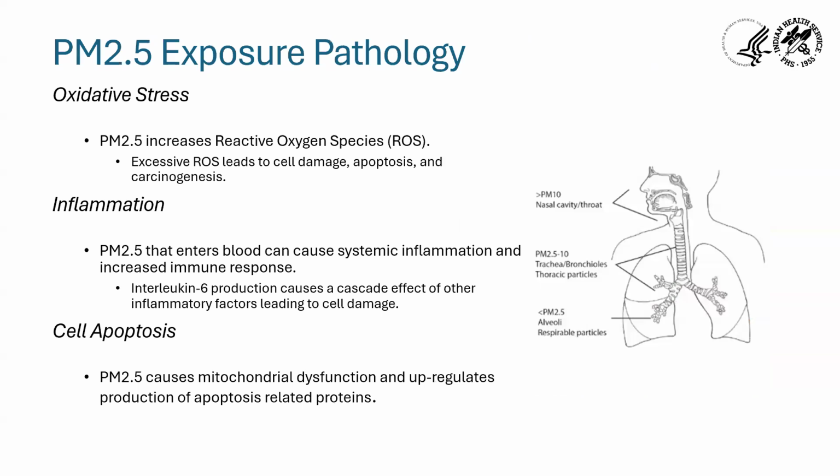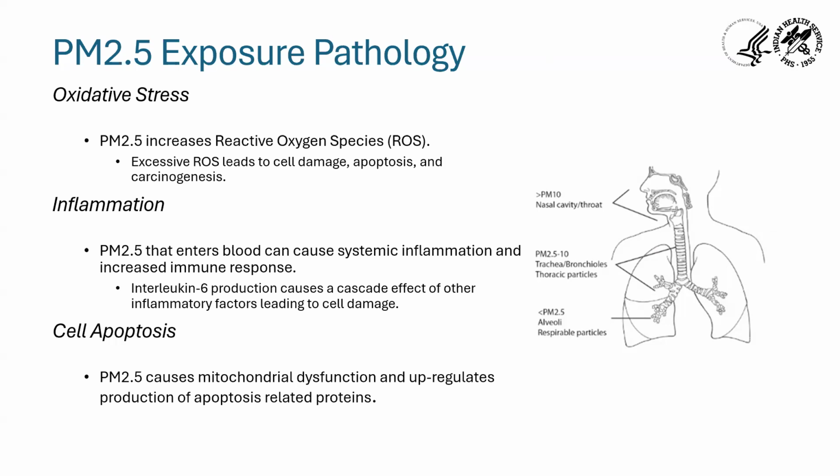Okay. Just a quick deep dive. This is some of the causes of why PM 2.5 is so harmful in wildfire smoke events. It causes increased reactive oxygen species in the body, which leads to cell damage, cell death, and carcinogenesis. It also causes inflammation. The IL-6 response causes a cascade effect with other inflammatory factors, leading to cellular damage. And then again, cell apoptosis, cell death, because it causes mitochondrial dysfunction and upregulates production of apoptosis-related proteins. So these are some of the mechanisms of how PM 2.5 harms the body.